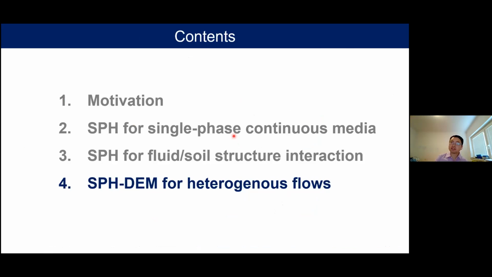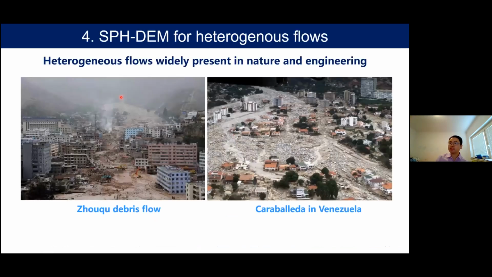So the first part is the SPH for heterogeneous flows. As we said, there are many different types of geophysical flows, and debris flow is a kind of heterogeneous flow, which means it has a continuous phase, like the mixture of water and clays, and it also has large rocks. So it cannot really be considered as a homogeneous material.